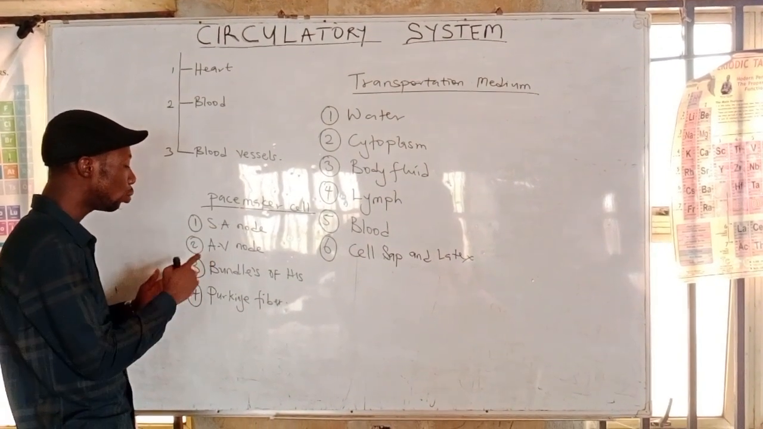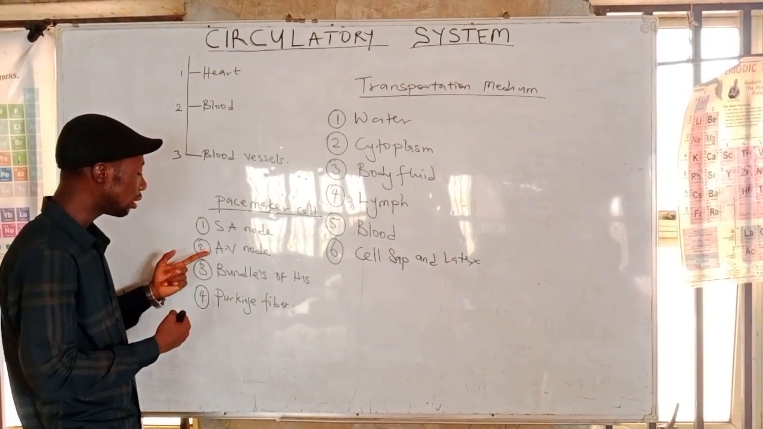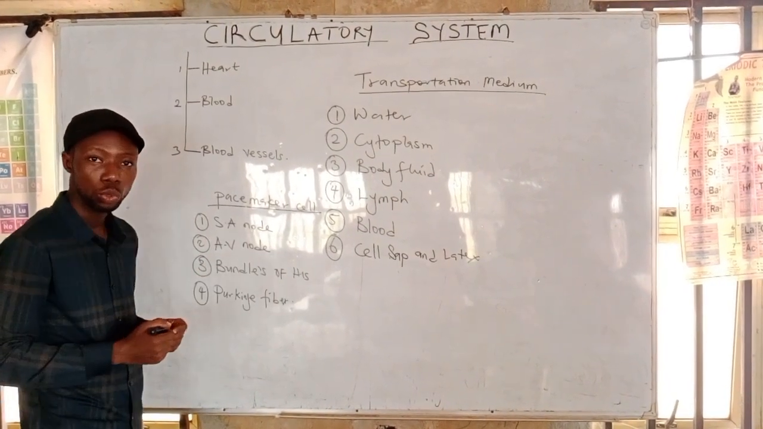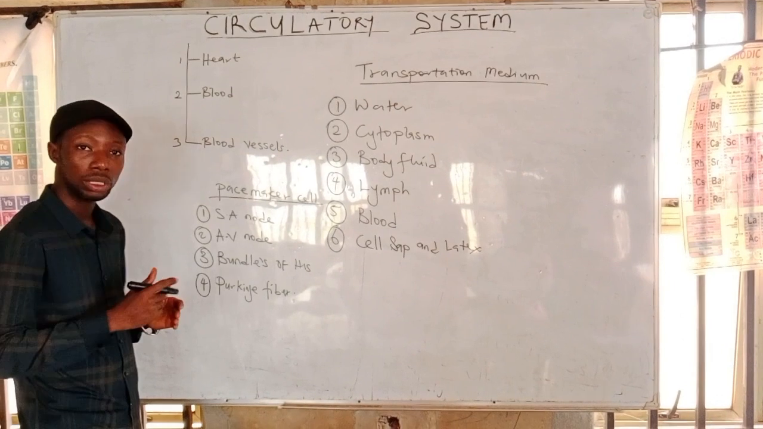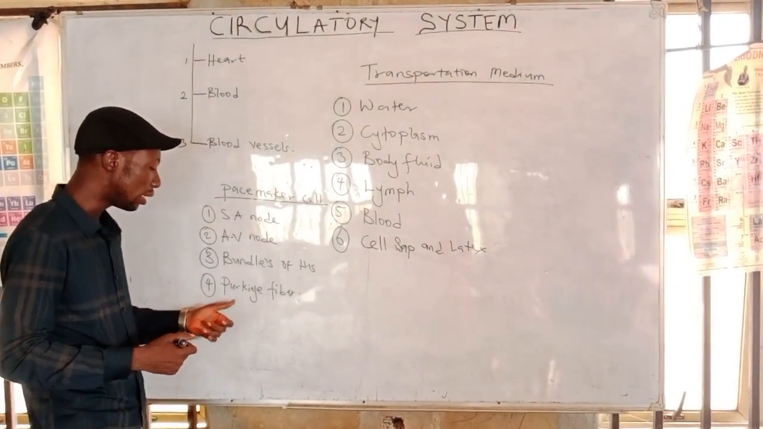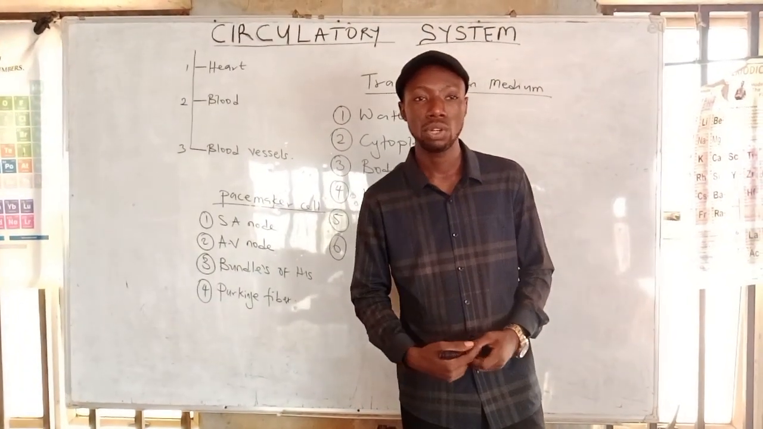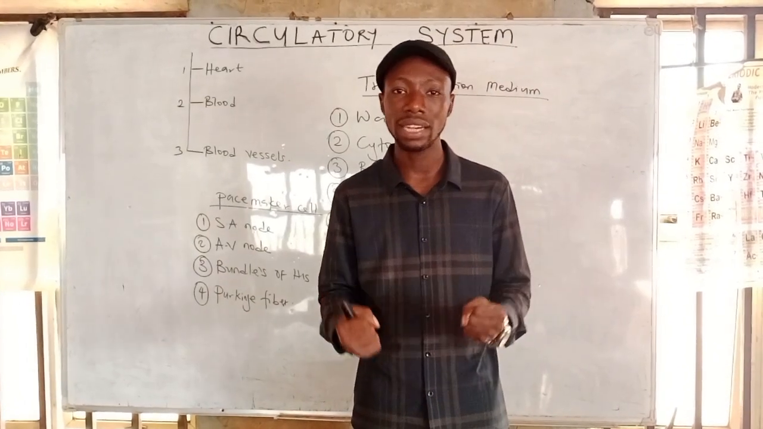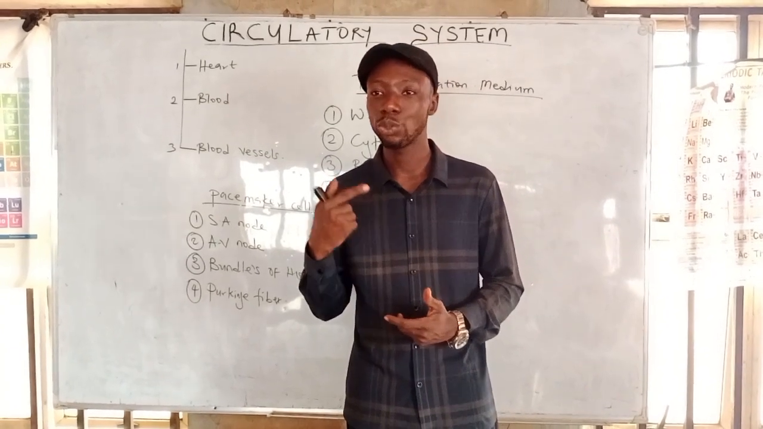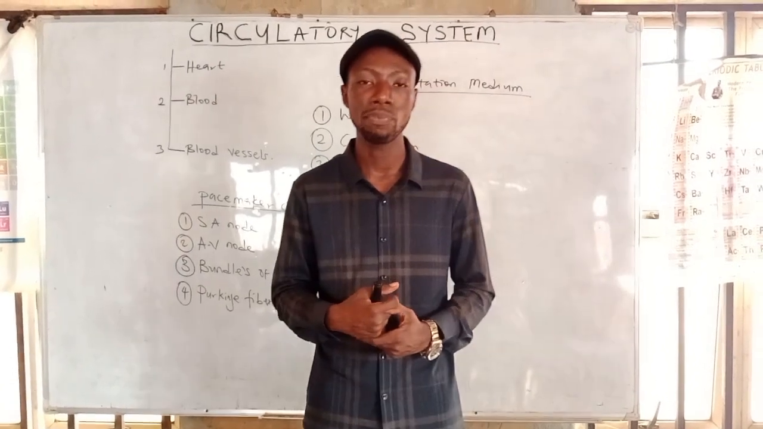Then from the SA node, it moves over to the bundle of His at the left atrium. Then in between the right atrium and the right ventricle is the AV node, where there's a little delay, making it possible for the atrium and the ventricle not to contract at the same time. Then the Purkinje fiber cells are found on the walls of the ventricle. Then this pumping action of the heart generates pressure with which blood circulates around the body to supply different cells of the body with sufficient food and oxygen for metabolism.